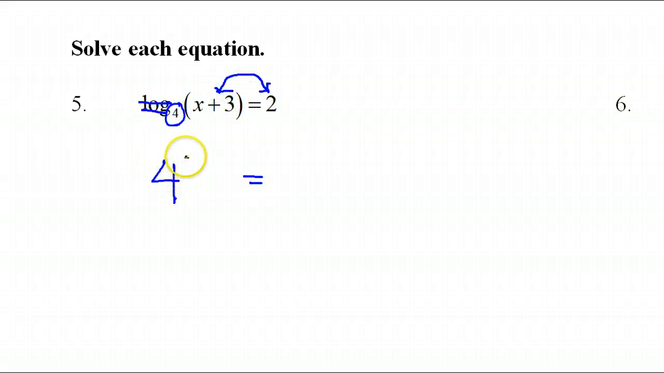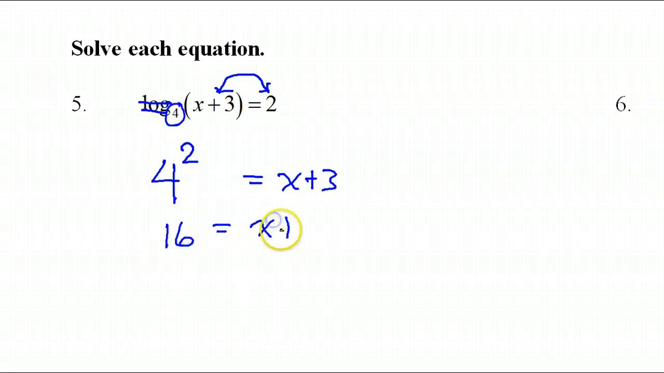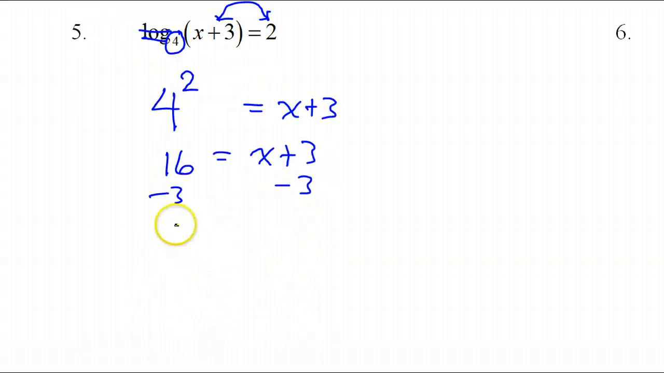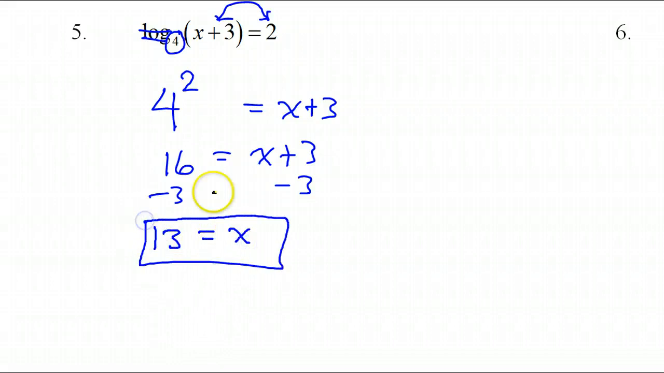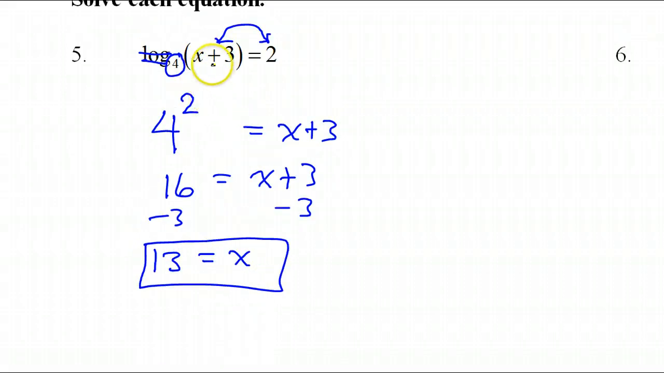Now remember, this is exponent form, so this 2 is going to come over here, but it's going to be the exponent. The x plus 3 is going to come over here. And we're solving for x, but it's easy because 4 squared is 16. So 16 is equal to x plus 3. Subtract 3 from both sides. So that's going to give me 13. X is equal to 13. Again, make sure I'm not getting a negative number here.